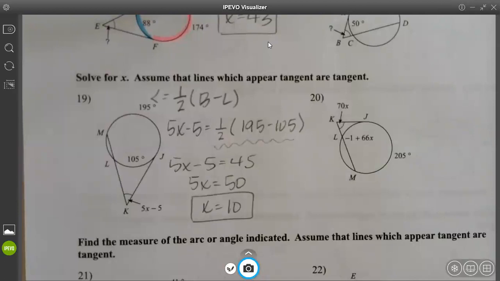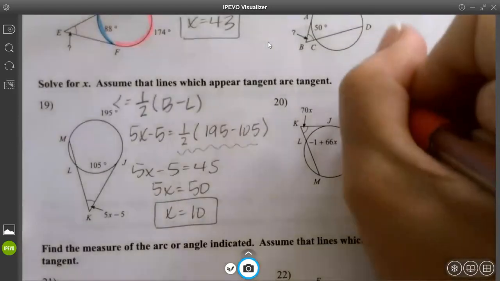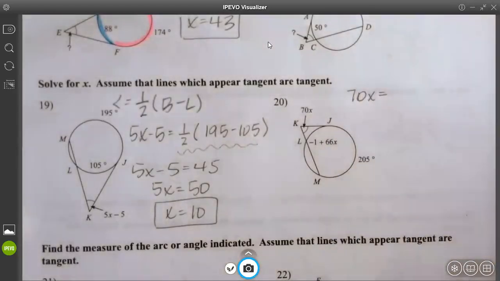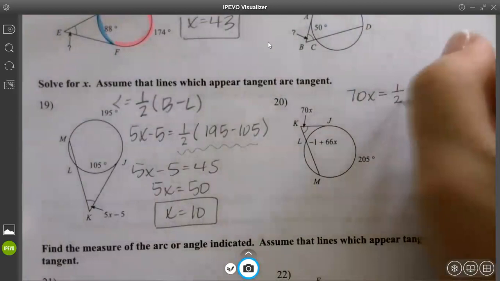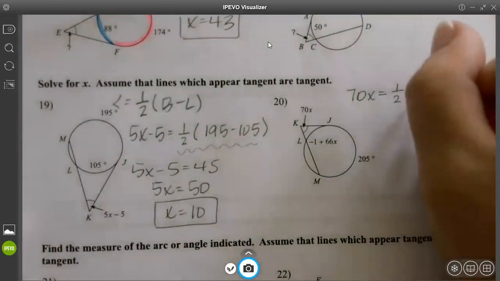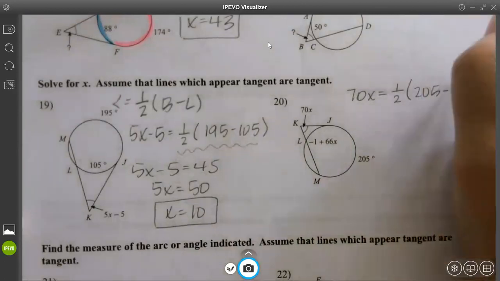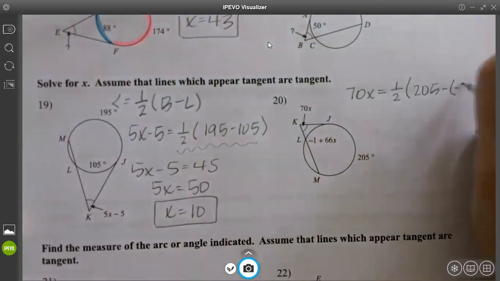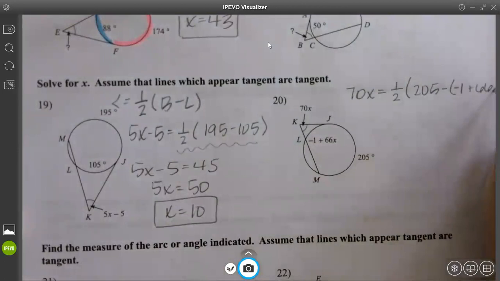All right. I am going to do number 20 just because it has that expression in there. I'm going to set it up. I'm not going to solve it. Okay. So we're going to set it up. Angle is 70x equals 1/2. Your big arc is the one that's big. So 205 minus your little, -1 plus 66x.